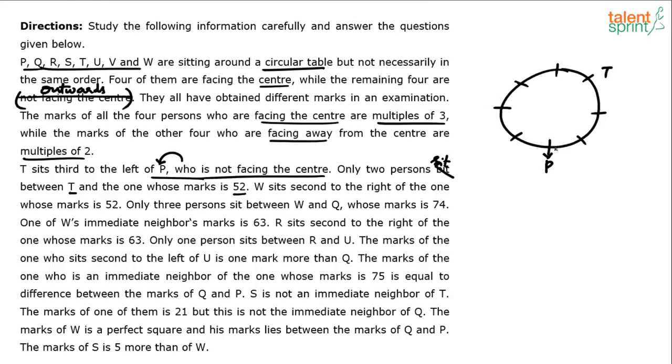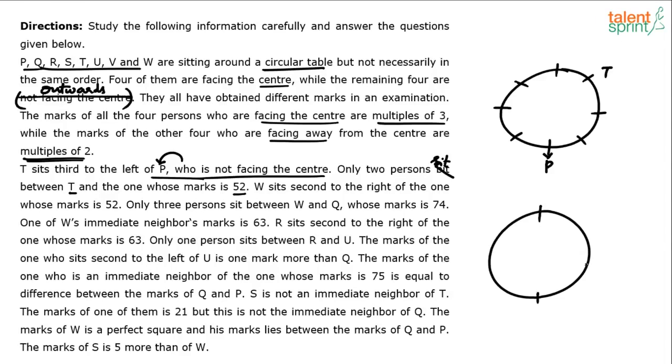Remember, P is facing outwards. P's score should be a multiple of 2. Since P is facing away from the center, his score should be a multiple of 2. So even P could have scored 52. If P was facing center, then I can say that P cannot get 52 marks because center facing people score multiples of 3. So 52 cannot come here, and then 52 could have been taken here. But the problem here is P is facing outwards. So P can take 52, or this person can also take 52. There are 2 possibilities. Then he says W sits second to the right of the one whose marks is 52. So we cannot proceed to the next point unless we fix 52. And for us to fix 52, I think we'll have to take the 2 possible cases. So let me take case 2 as well.